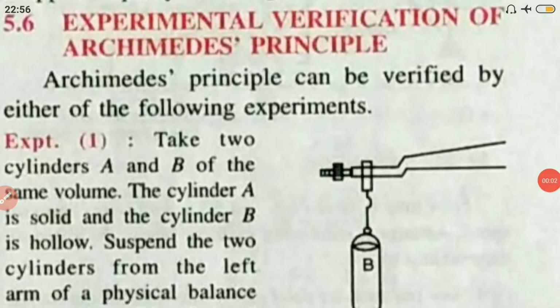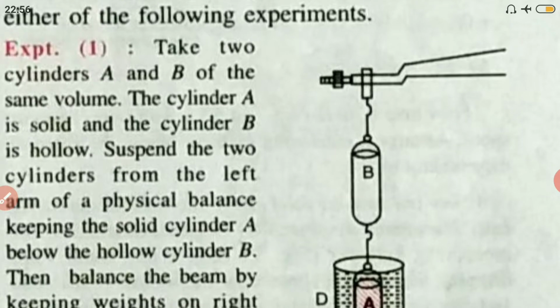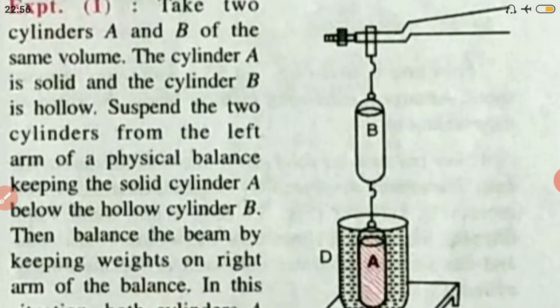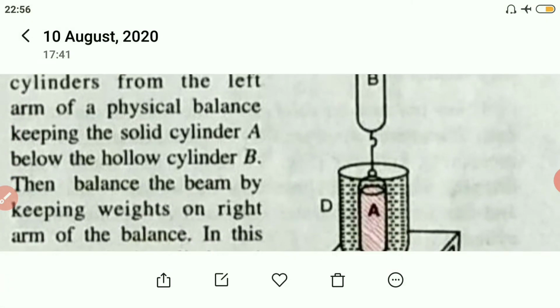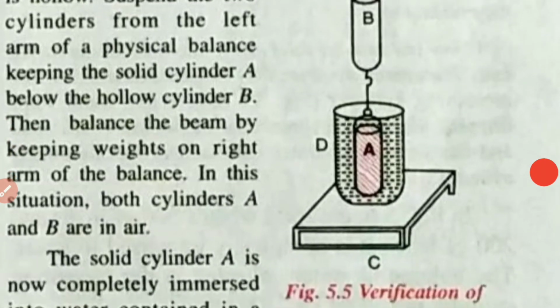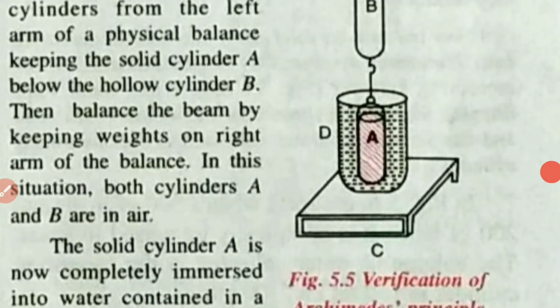Experimental verification of Archimedes principle. Archimedes principle can be verified by either of the following experiments. Experiment 1. Take two cylinders A and B of the same volume. The cylinder A is solid and the cylinder B is hollow. Suspend the two cylinders from the left arm of a physical balance, keeping the solid cylinder A below the hollow cylinder. Then balance the beam by keeping the weights on the right arm of the balance.